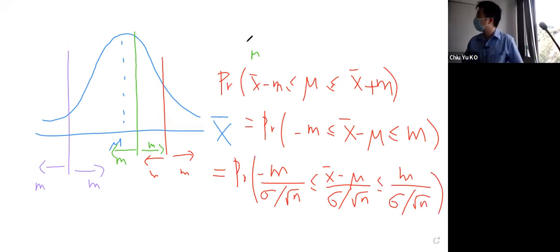And you may ask why I do that. Because this guy is standard normal by the central limit theorem. This guy is normal. So this guy is actually called Z. We know this guy is Z. Is that okay up to here now?